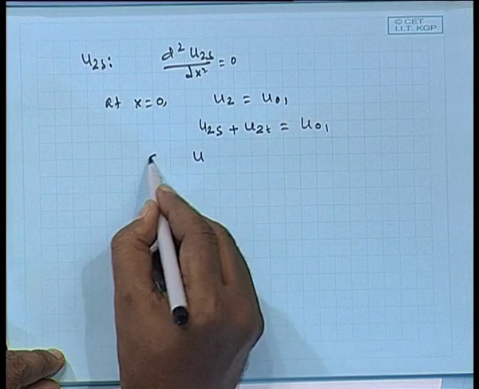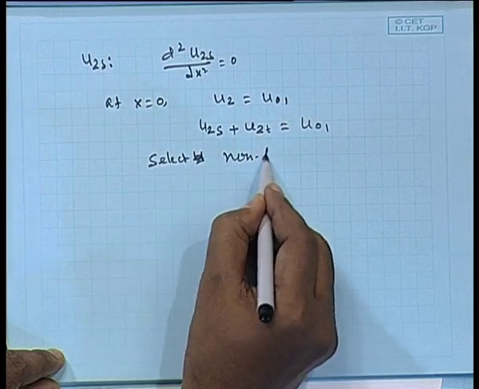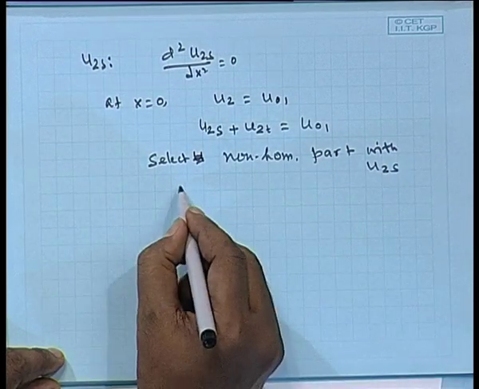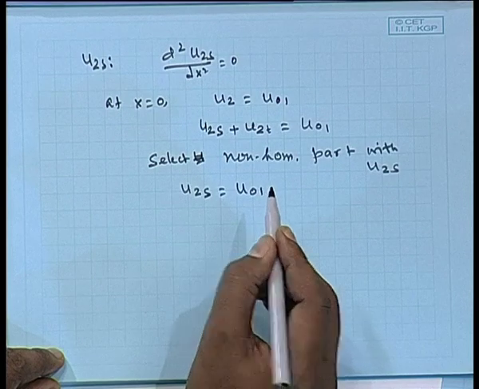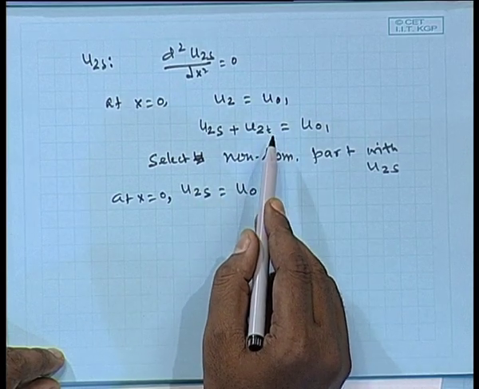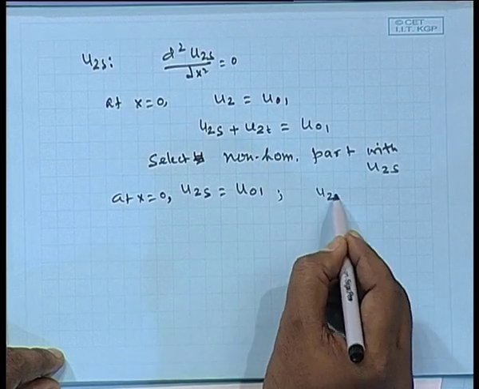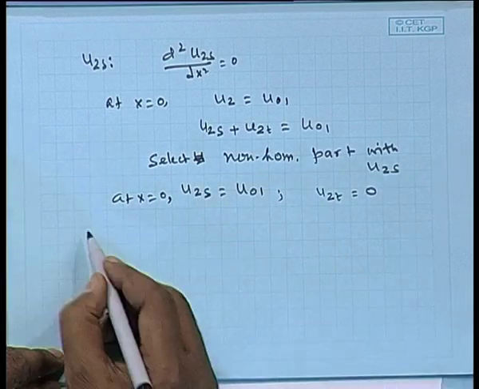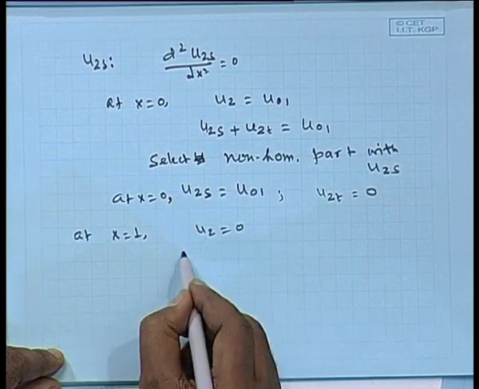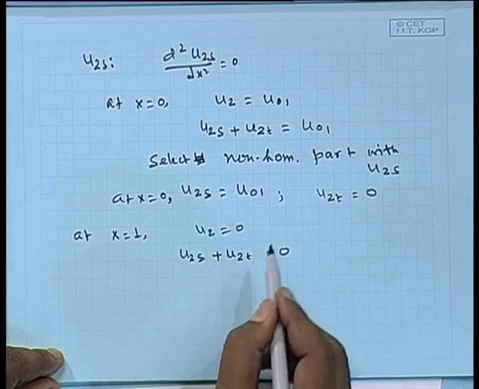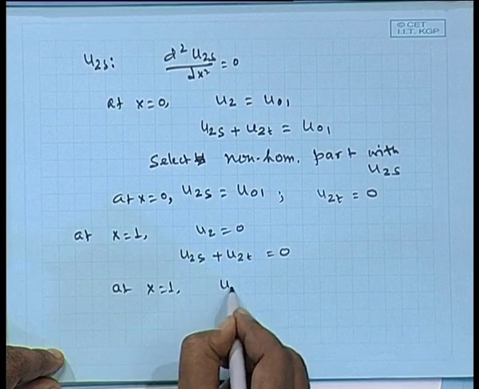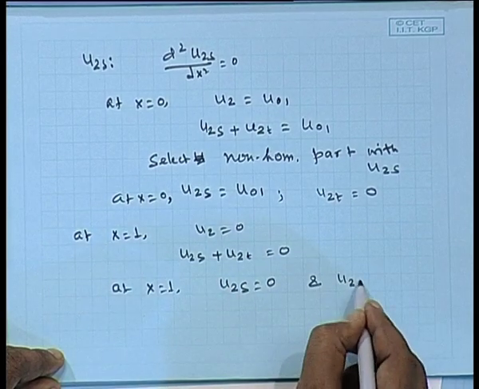Select the non-homogeneous part with the steady state solution U2s. That means, U2s is equal to U01 at x equal to 0, and of course, if that is the case, then U2t will be equal to 0. At x equal to 1, your U2 is equal to 0. And what is U2? U2 is nothing but U2s plus U2t is equal to 0. That means, each of them will be 0 at the boundary x equal to 1. That is pretty straightforward. At x equal to 1, U2s is equal to 0 and U2t is equal to 0.